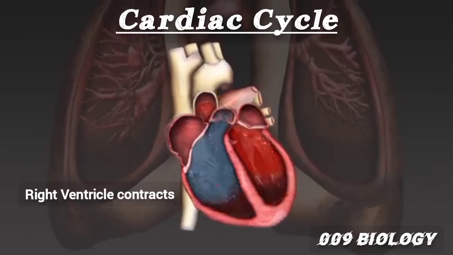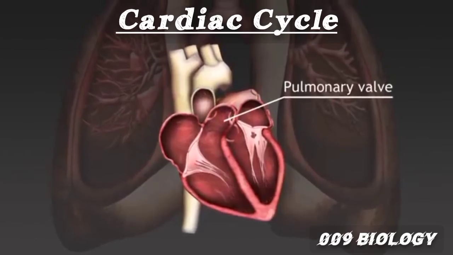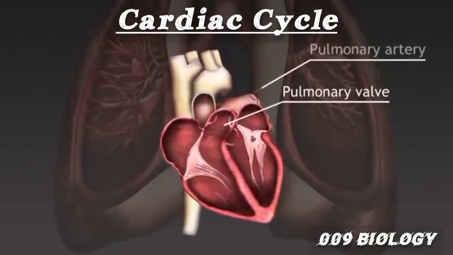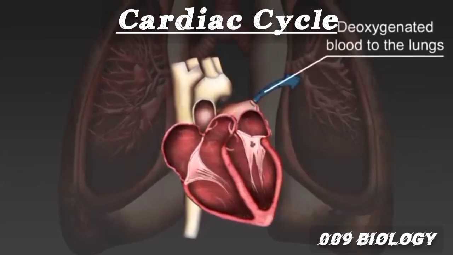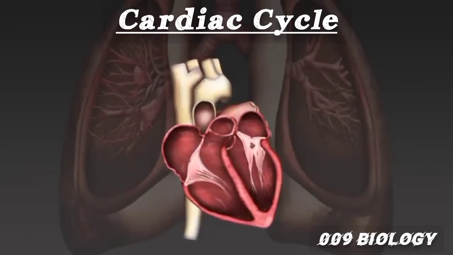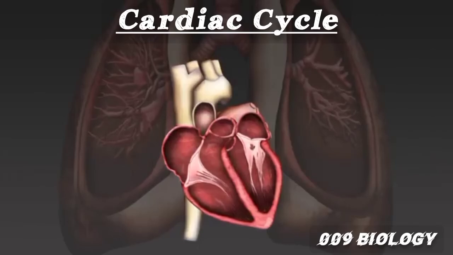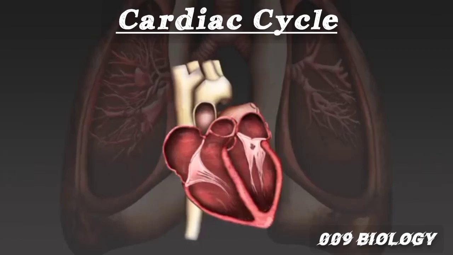The right ventricle contracts, forcing the pulmonary valve to open as blood is pumped into the pulmonary artery. Blood then travels to the lungs and the pulmonary valve closes. At the same time, the right atrium relaxes, ready to accept the next intake of blood. In the lungs, the blood picks up oxygen and releases carbon dioxide.